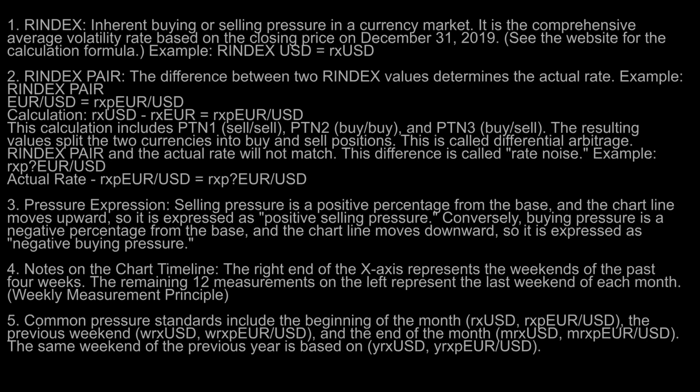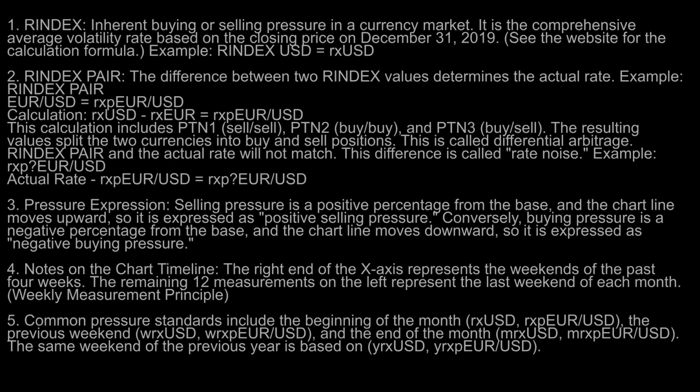3. Expression of pressure. Selling pressure is a positive percentage from the base, and the chart line moves upward, so it is expressed as "selling up." Conversely, buying pressure is a negative percentage from the base, and the chart line moves downward, so it is expressed as "buying down."